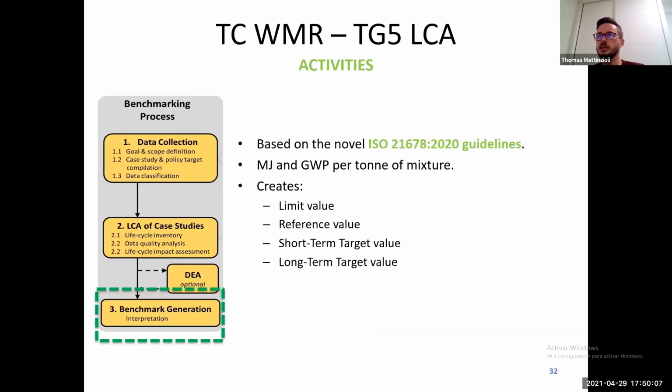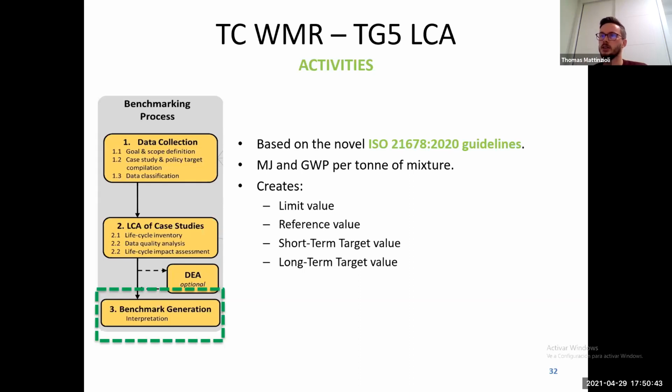And step 3 of the process, create benchmarks. This will be based on the novel ISO 21678, which was released last year, with their guidelines for benchmark declarations. So for the energy and the global warming potential per ton of mixture, the standard recommends 3 key values, which is the limit, reference, and target values, where you can also split the target values into 2.